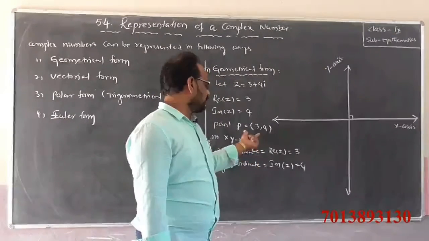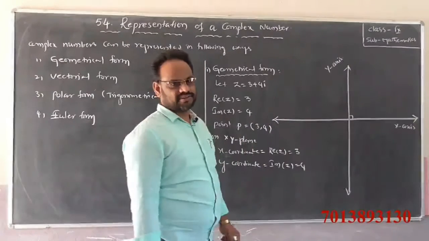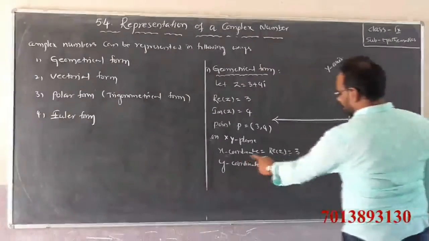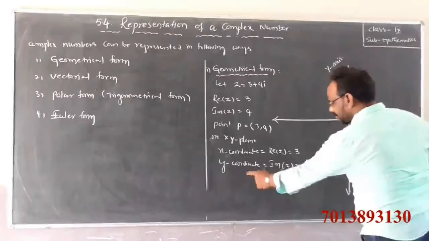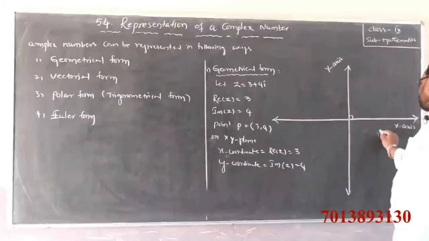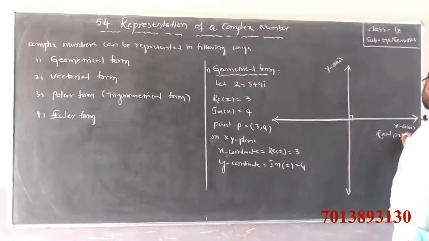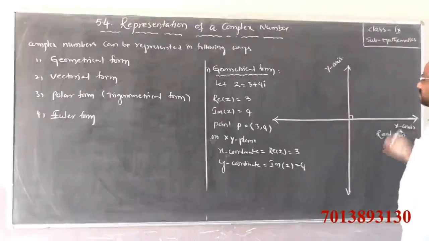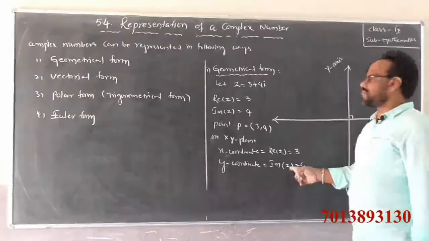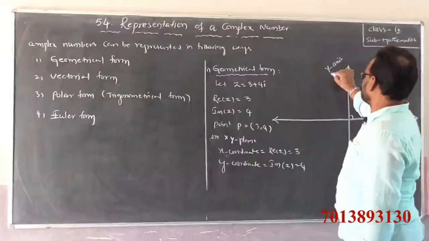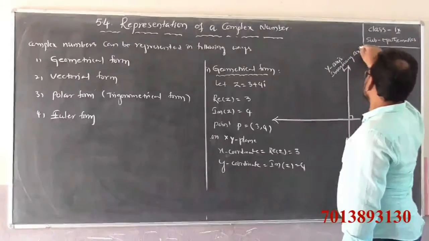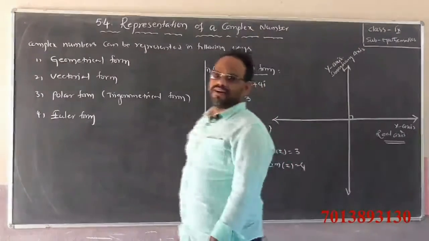If you look at this complex number as point P on the xy plane, the x coordinate is the real part of z and the y coordinate is the imaginary part of z. So the x axis is nothing but the real axis, that is the real number system. The y coordinate is the imaginary part of z, which means the y axis is the imaginary axis.